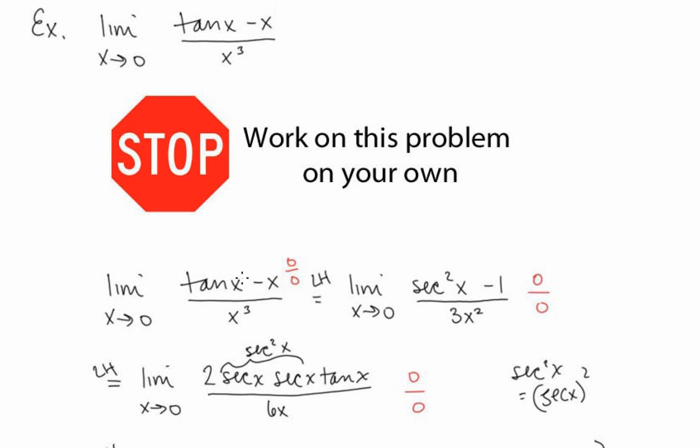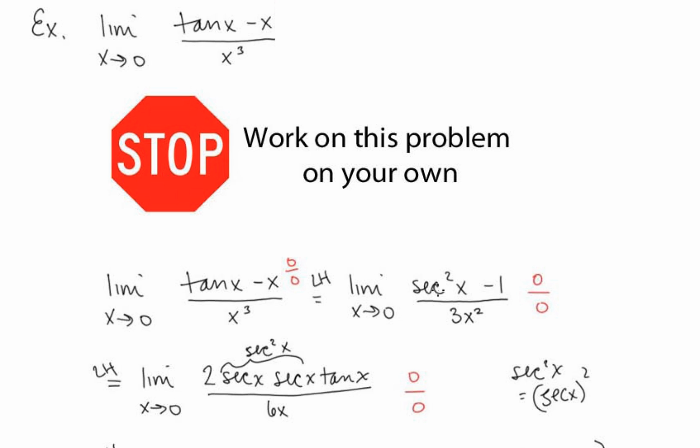So we take the derivative of the numerator, that's secant squared x minus 1, and the derivative of the denominator, that's 3x squared, and then we again plug in x equals 0. Secant of 0 is 1, so secant squared of 0 is 1, and this is 1 minus 1 over 3 times 0 squared. Again, we get 0 over 0. So again, we use L'Hopital's rule.